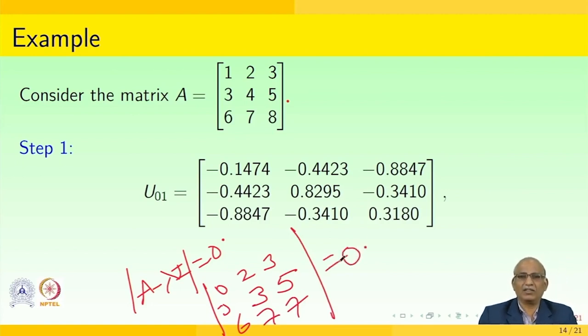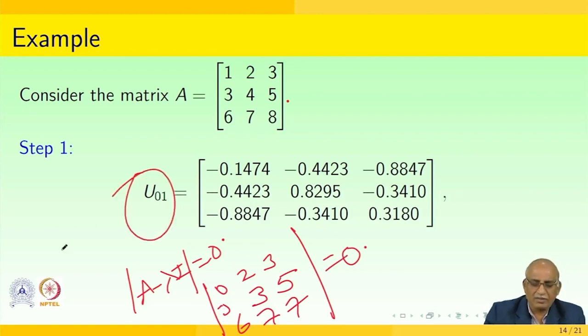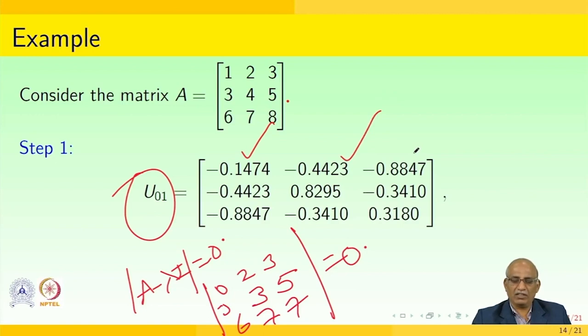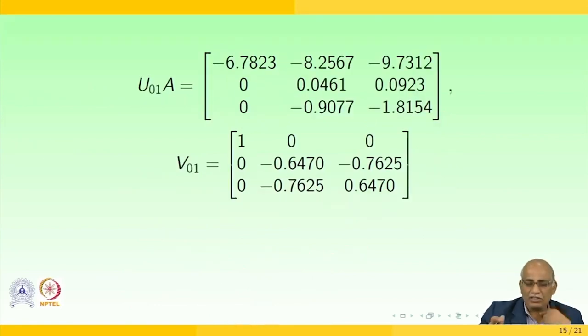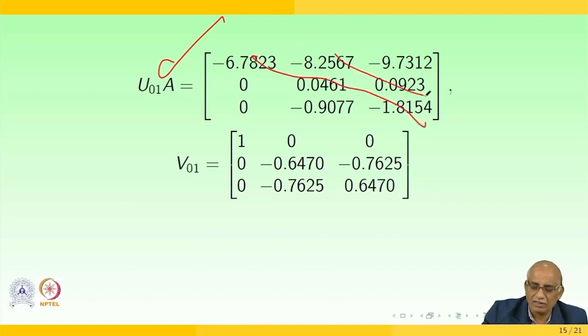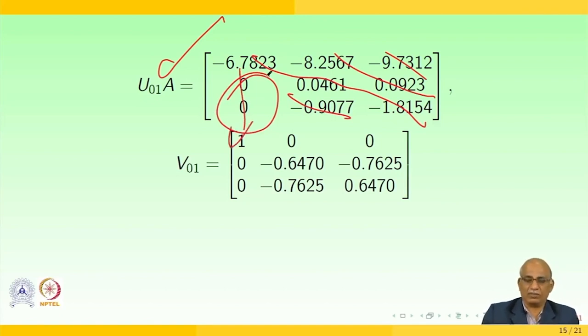So if you compute this, you do get a matrix called U1, that is minus 0.1471, minus 0.4423, minus 0.8847, minus 0.4423, 0.8295, minus 0.3410, minus 0.8847, 0.3410, 0.3180. And when you multiply this U1 A, look at this, this is the matrix, and below that will be zeros. That's what I was speaking.